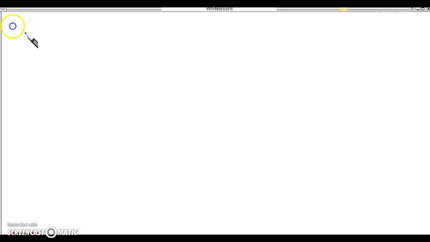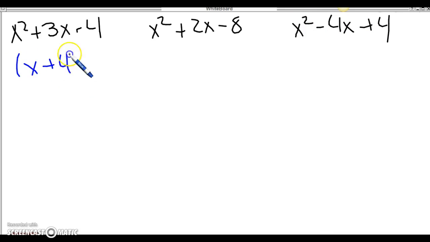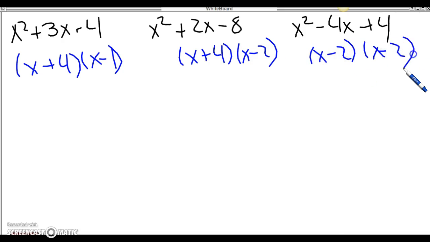Okay? And then the last one, I have x squared plus 3x minus 4. And I have x squared plus 2x minus 8. And then I have x squared minus 4x plus 4. Factoring again, I get x plus 4 and x minus 1. Then I get x plus 4 and x minus 2. And then I have x minus 2 and x minus 2.